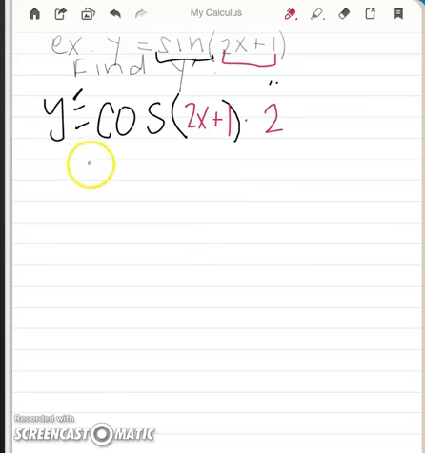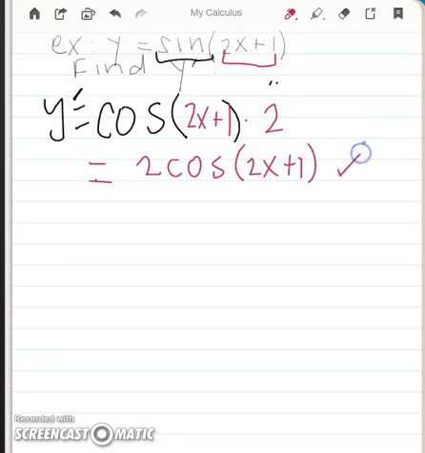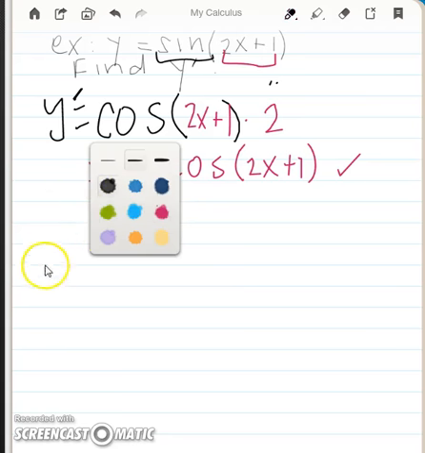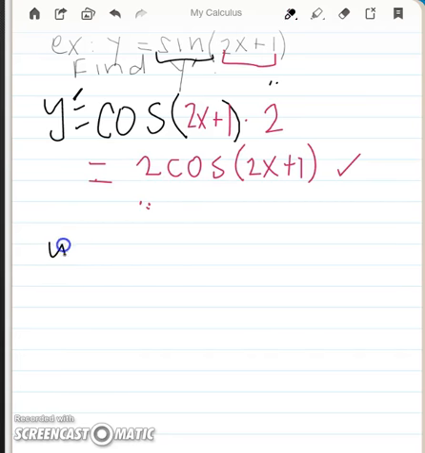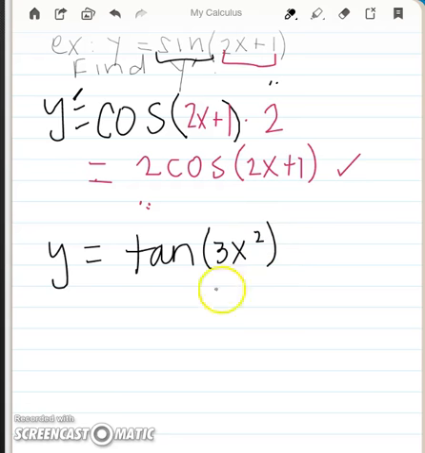So that problem is done. The only simplification you can actually do is to pull that 2 to the front and say my answer is 2 cosine of 2x plus 1. And we are done. So I would like you guys to try. Let's change it back to black. We're going to find the derivative of y equals tangent of 3x squared. Please find y prime. Pause the video at this time and work out the solution. Once you're done, restart the video and go to the answer.